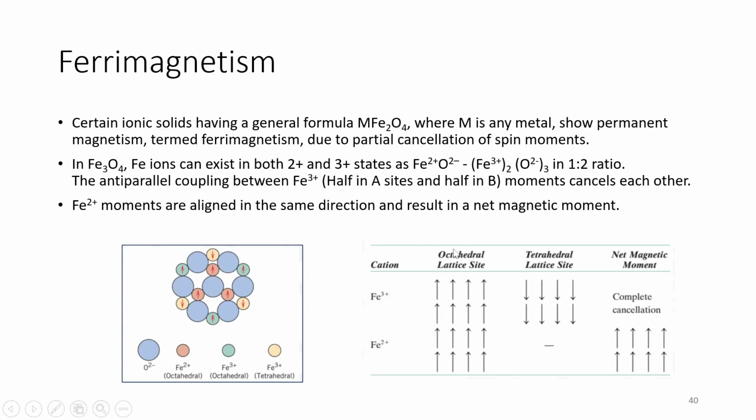So here you can see in octahedral lattice sites you will be having both Fe3+ and Fe2+, but in tetrahedral sites you won't be having Fe2+. So there will be complete cancellation for Fe3+, but for Fe2+ there will be net magnetic moment in upward direction.